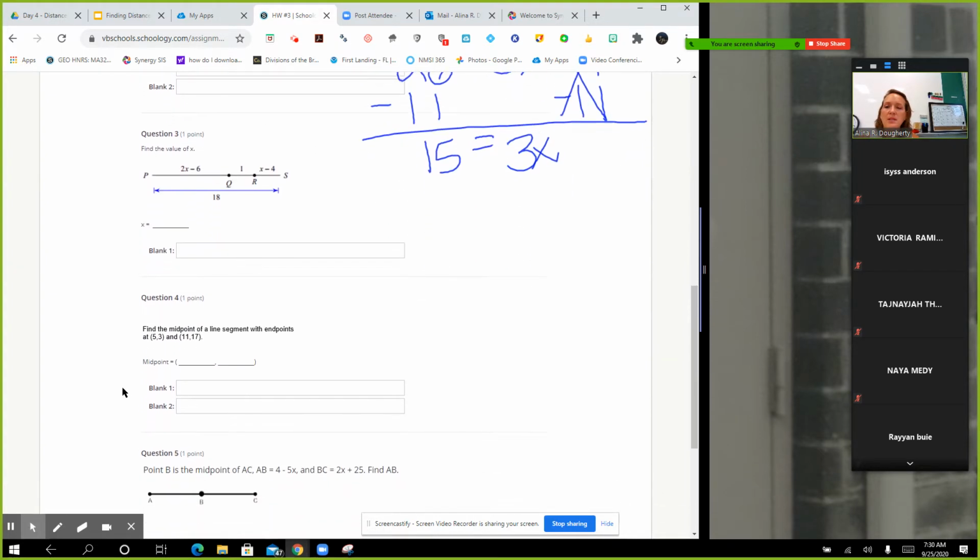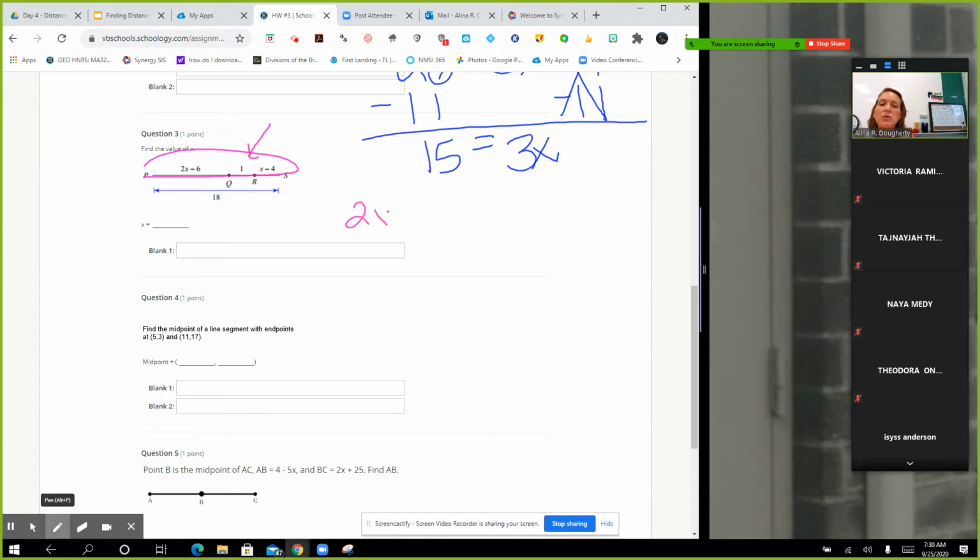And then the next one, same thing, right? Is it asking me for X? So how would I find X here? What do I have to do to all of those pieces? Do I have to add them up? A lot of people miss that 1 right there.